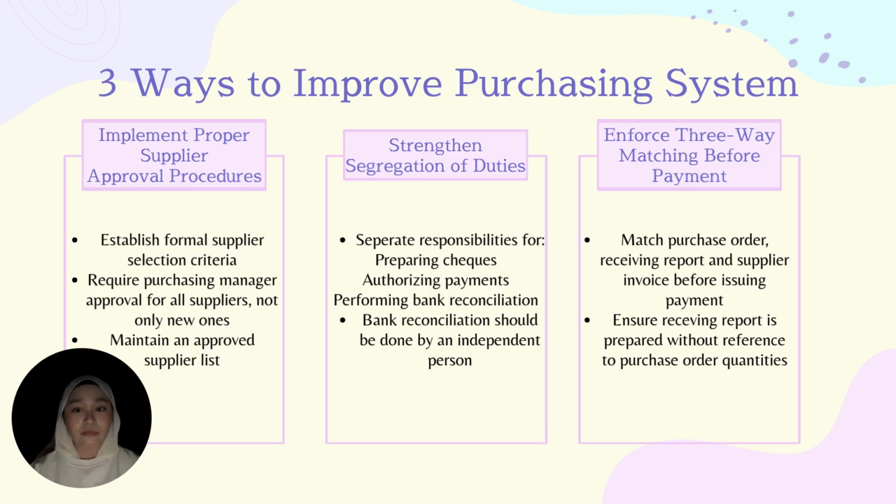The third improvement is to enforce three-way matching before payment. As the case study doesn't mention that they use the three-way matching method, we need to improve it by matching the purchase order, receiving report, and supplier invoice before issuing payment, and ensuring the receiving report is prepared without reference to purchase order quantities.